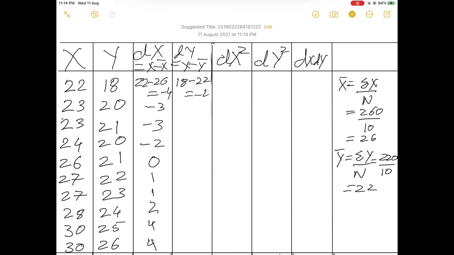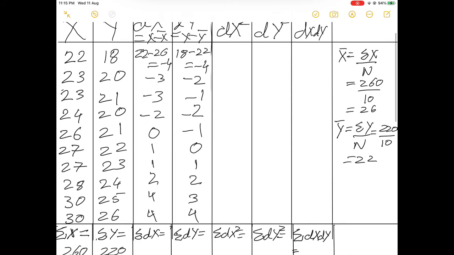So the first one, 18 minus 22 is equal to minus 4. Similarly, from all values of y we will subtract 22, so we will get the values. 20 minus 22 is minus 2. 21 minus 22 is minus 1. 20 minus 22 is minus 2 again. 21 minus 22 again minus 1. 22 minus 22 is 0. 23 minus 22 is 1. 24 minus 22 is 2, 25 minus 22 is 3, and 26 minus 22 is 4.